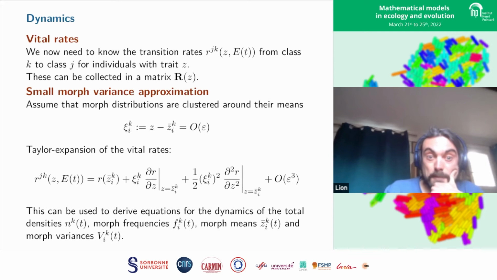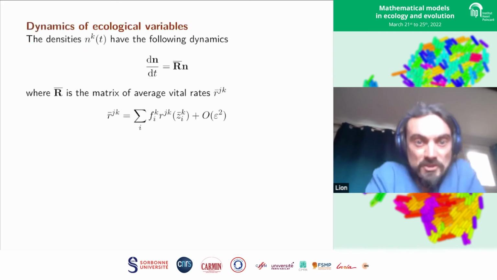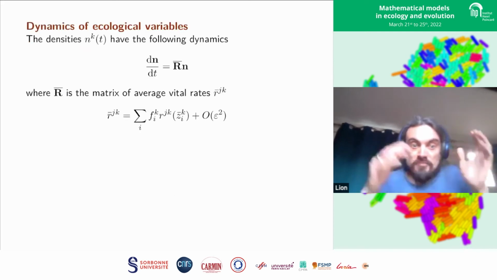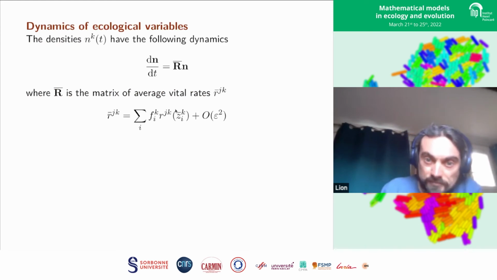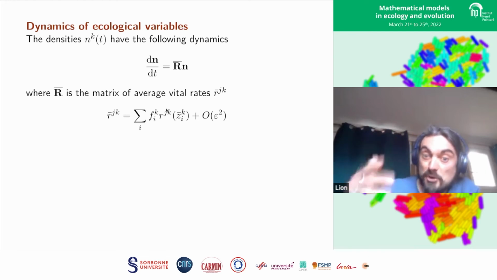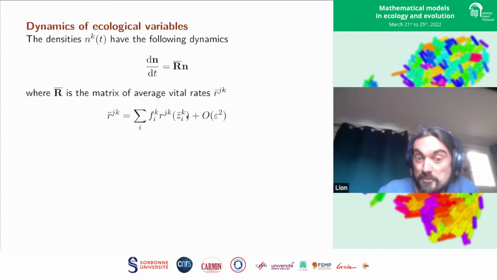And again, we're going to use that to derive equations for the dynamics of the total densities, morph frequencies, morph means, morph variances. So the dynamics of the densities can be written in matrix form, a very classical form for class structured populations in population dynamics. The only difference here is that the matrix R bar is the matrix of average vital rates. Okay, so it's the average of all morphs. And we can approximate this to first order in terms of the morph means and the morph frequencies.